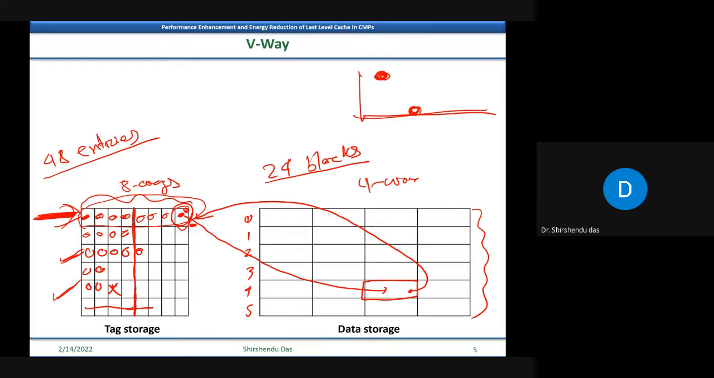I hope you are understanding the concept of forward pointer and backward pointer here, and also the global replacement policy that they use for the data part. And for the tag part, it is the same: they will use the LRU replacement policy.